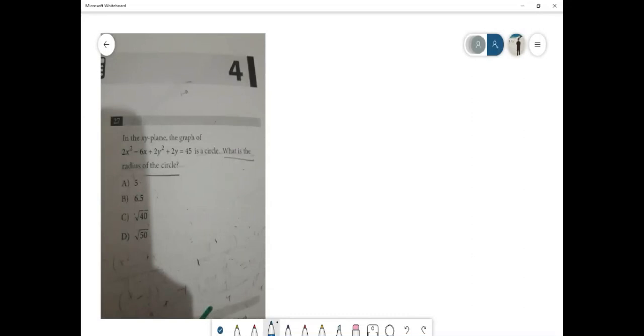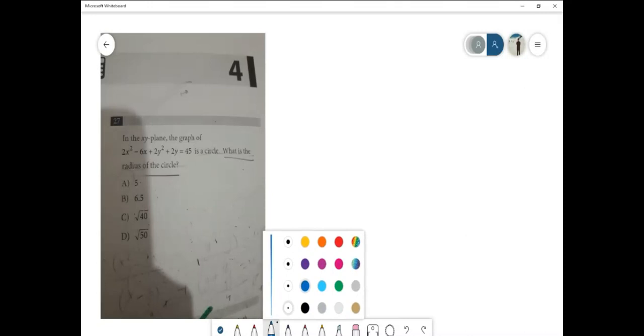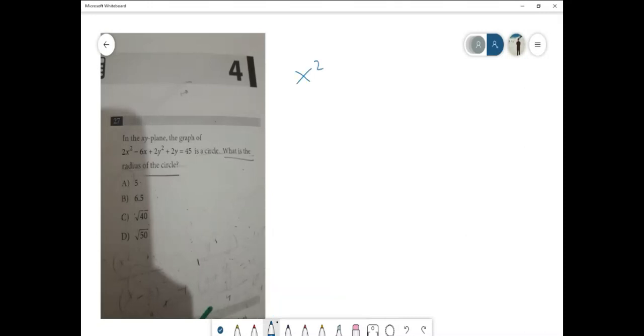Okay. Let's solve this question, Benny's question. In the xy plane, the graph of this is a circle. What is the radius of the circle? Okay, really good question here. We have to change to general form, right?